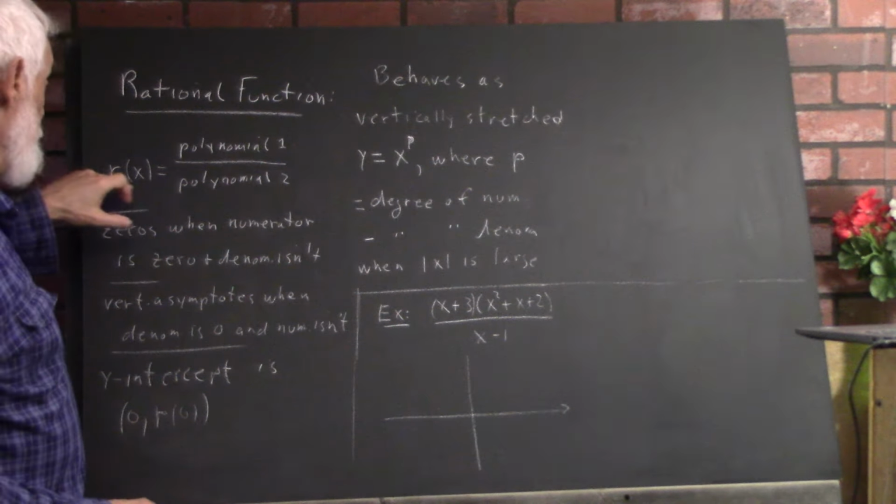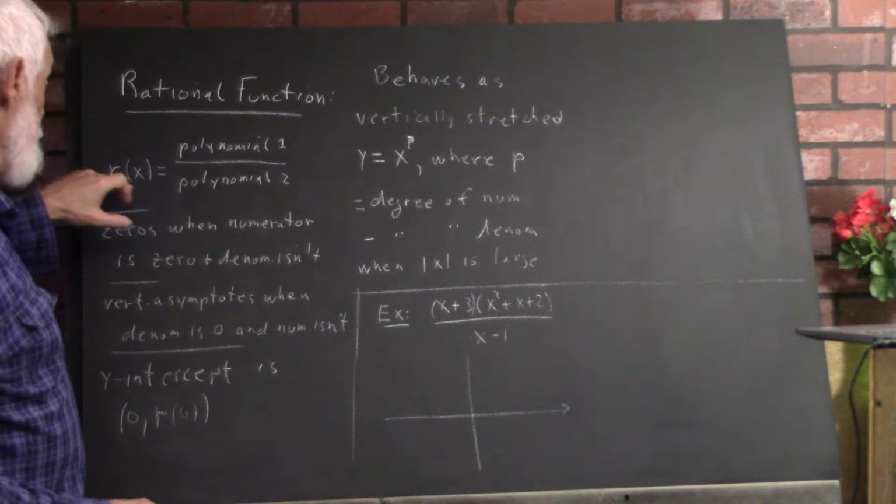A rational function has zeros where the numerator is 0 and the denominator isn't 0. So it crosses the x-axis at those values of x. It has vertical asymptotes when the denominator is 0 and the numerator isn't. And the y-intercept is at 0, r of 0.